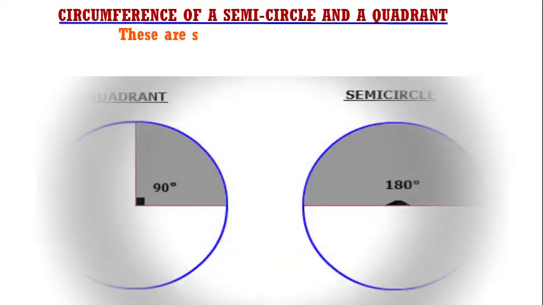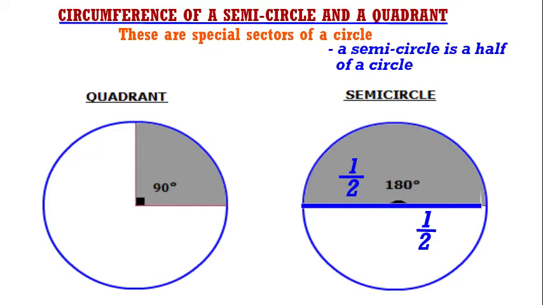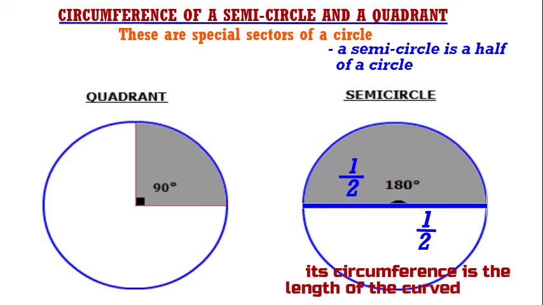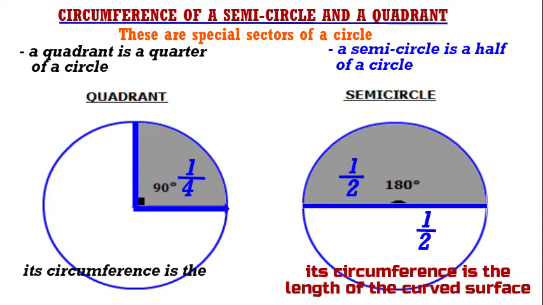Now, let us look at new content, and it's about finding the circumference of a semicircle and a quadrant. A semicircle and a quadrant are special sectors of a circle. A semicircle is a half of a circle. When we talk of circumference, we shall be looking at the length of the curved surface. A quadrant is a quarter of a circle. Therefore, the circumference of a quadrant is the length of the curved surface.